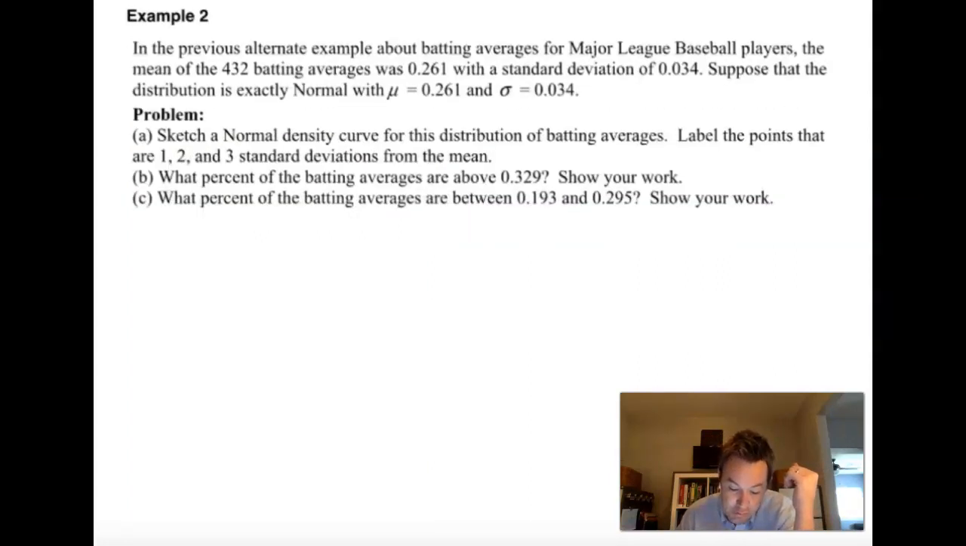All right, so in the previous example about Major League Baseball players, the mean of 432 batting averages was 0.261 with a standard deviation of 0.034. Suppose that the distribution is exactly normal with those same mean and standard deviation. A, sketch a normal density curve. Label the points that are 1, 2, and 3 standard deviations from the mean. B, what percent of batting averages were above 0.329? And C, what percent of the batting averages are between 0.193 and 0.295? Okay, so let's get to sketching.